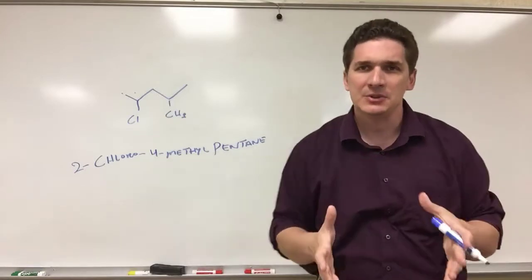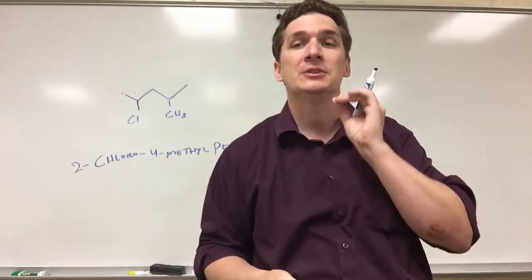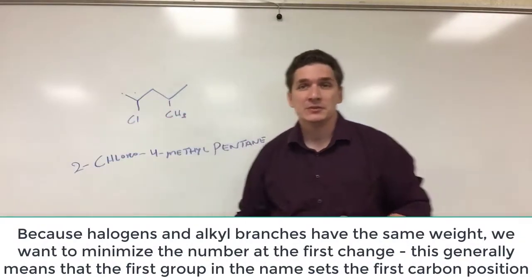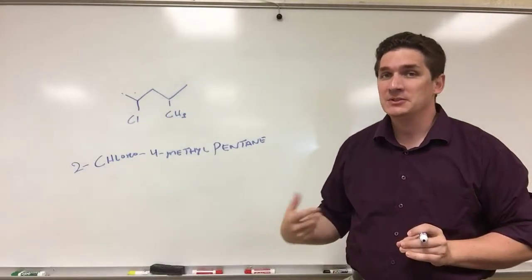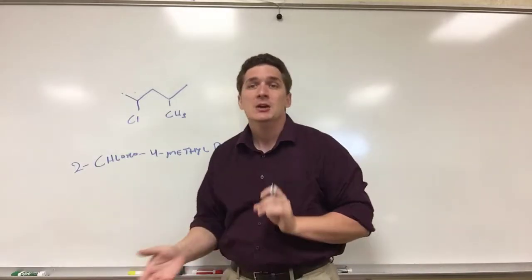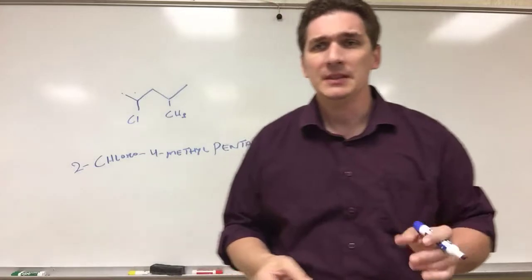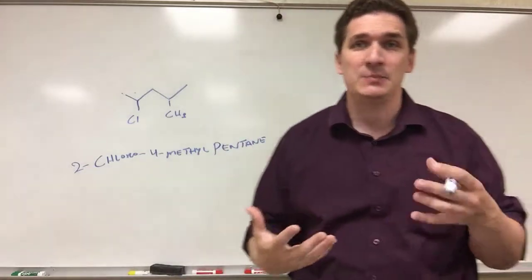And we want to number the carbon chains in such a way that we minimize the number at the first change. So since chloro comes first, we're going to minimize the number of the chloro. If for whatever reason we had a functional group that came before this, we would minimize the number of the functional group first. But these are our two options. Both are recognized by IUPAC.